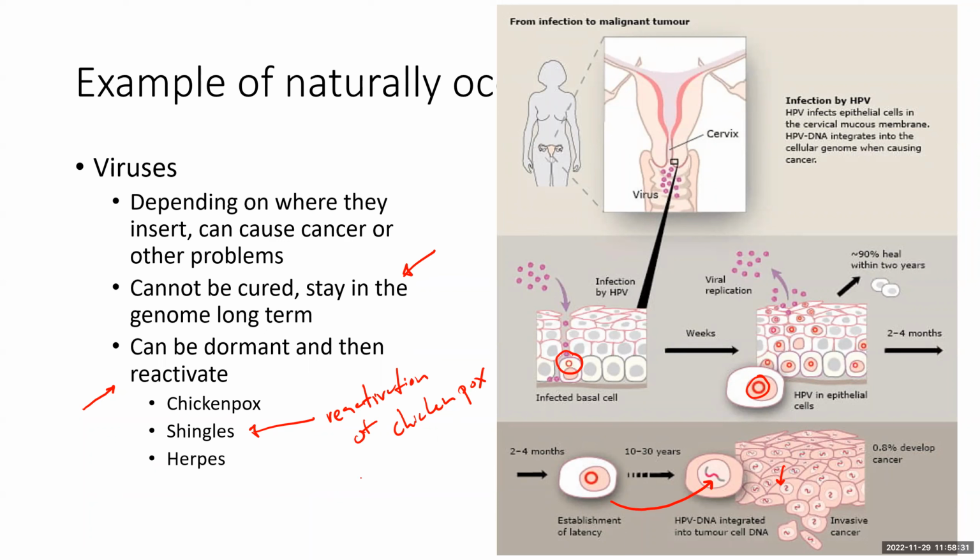For example, chickenpox tends to cause mostly skin issues and some pain and some inflammatory stuff, but it's largely not a big deal as long as you get it as a child. Shingles looks very different. That's because the chickenpox virus is only able to integrate into neurons.